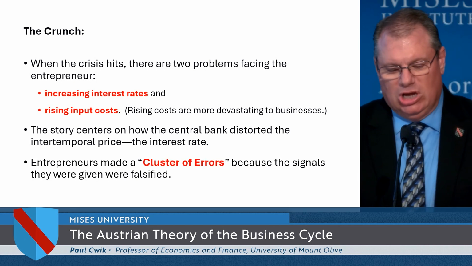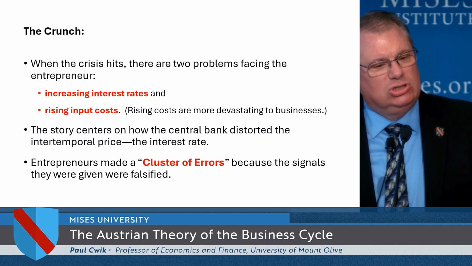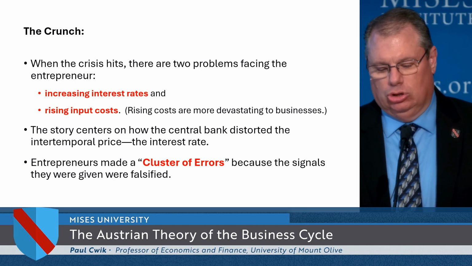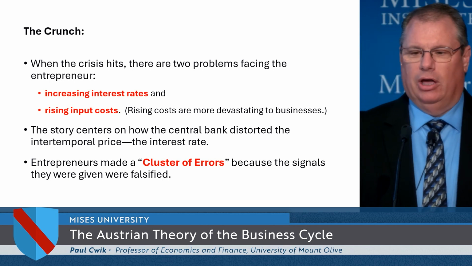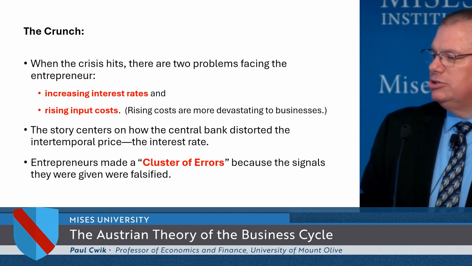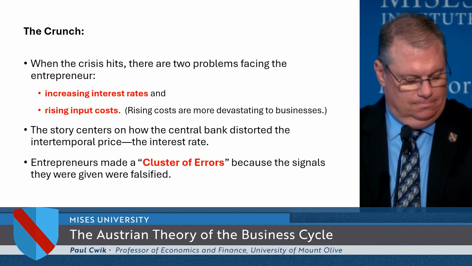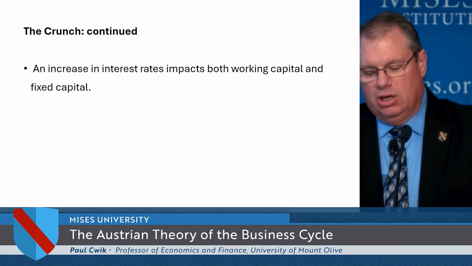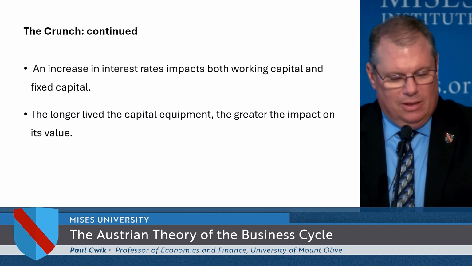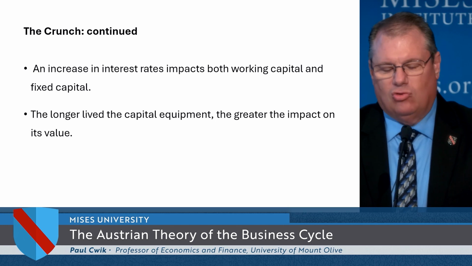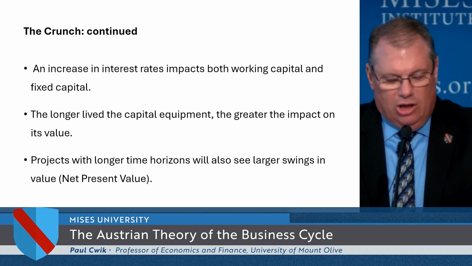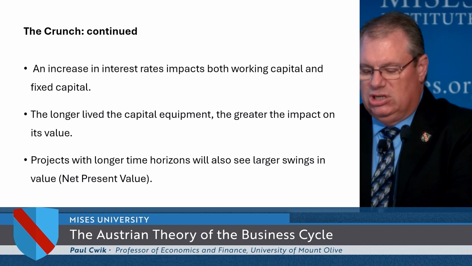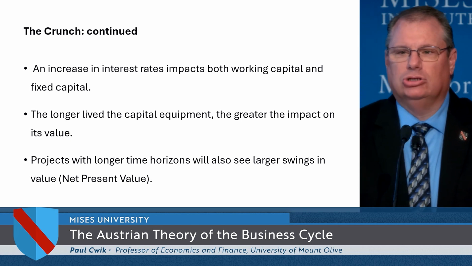The entrepreneurs have made these errors all at the same time, all in the same direction. Why? Because they were lied to. The signal was falsified. That's all they have to go by. They're just entrepreneurs. An increase in the interest rate impacts both working capital and fixed capital. The longer lived the capital equipment, the greater the impact on the value, and projects with longer time horizons will also see larger swings in net present value.